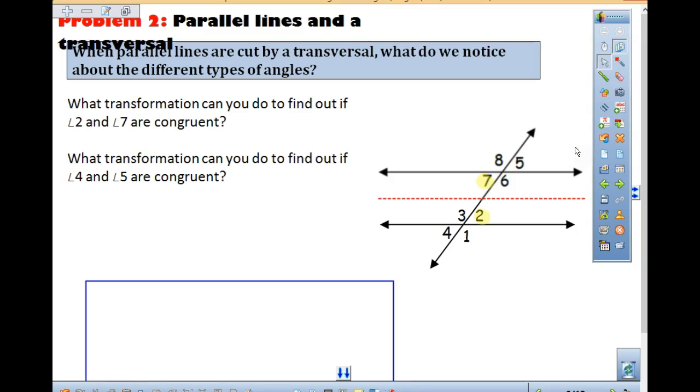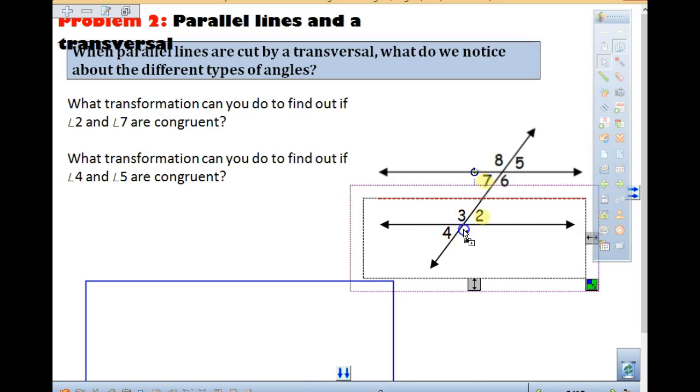Lucas, you see it? You translate. No, can't translate. I won't reflect it either, because reflection would be over here, and then this line would be going this way, right? If it reflected over, the line wouldn't be the same. What am I looking at? Rotation. How many degrees? 180. Does that make sense to everyone if we rotate 180?